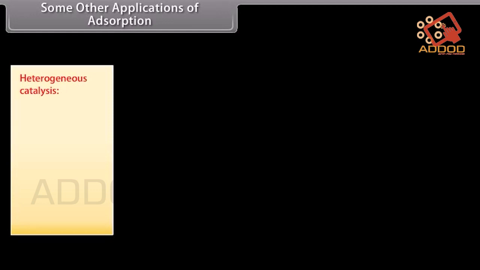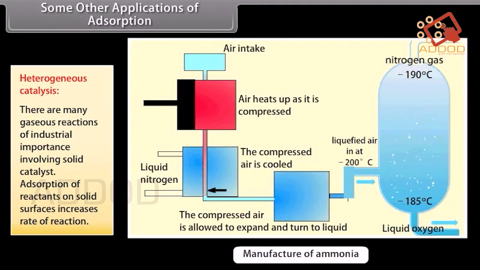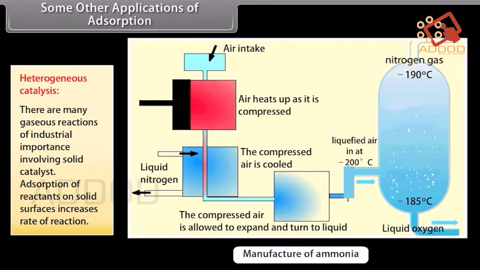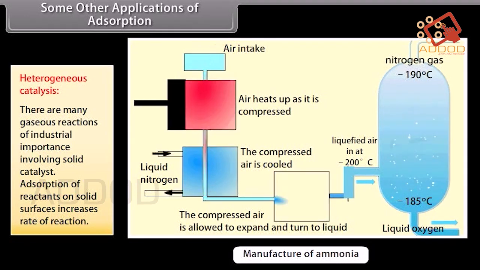Heterogeneous catalysis. There are many gaseous reactions of industrial importance involving a solid catalyst. Adsorption of reactants on solid surfaces increases the rate of reaction. For example, manufacture of ammonia, sulfuric acid, and hydrogenation of oils.